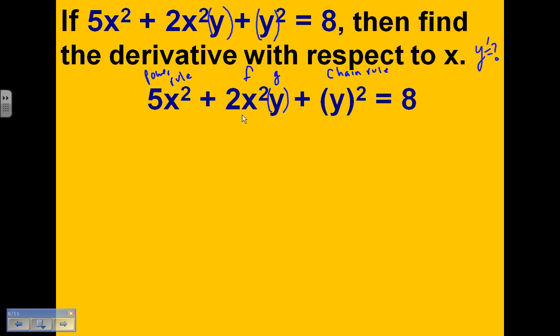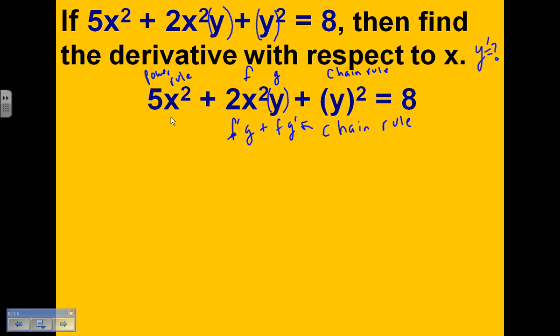Yes, when I do the F prime of G plus F G prime, I will use the chain rule on the Y also. Okay? I'll use the chain rule on the Y also. But you're getting an idea of what your answer is going to look like. You're going to end up with 4 terms in your answer.